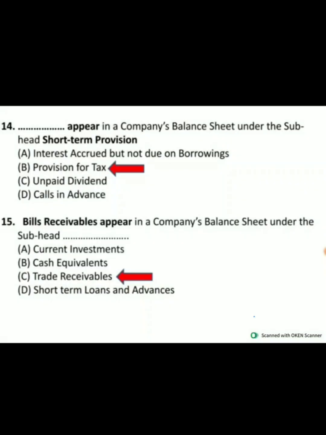Which item appears in the company balance sheet under the subhead short-term provisions? Provision for tax appears in the company's balance sheet under the subhead of short-term provisions. Because interest accrued but not due on borrowings is not a provision. Unpaid dividend is a current liability, not a provision. Calls in advance is also the same. It is a part of shareholders' fund. So only provision for tax comes under the head of short-term provisions.